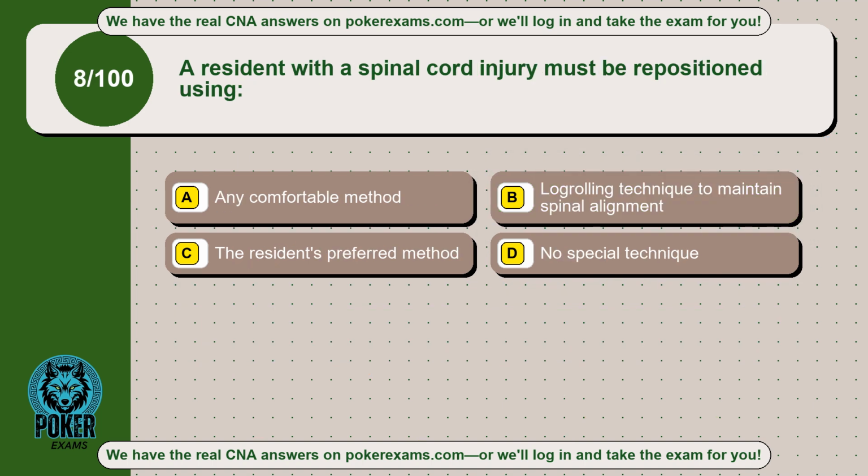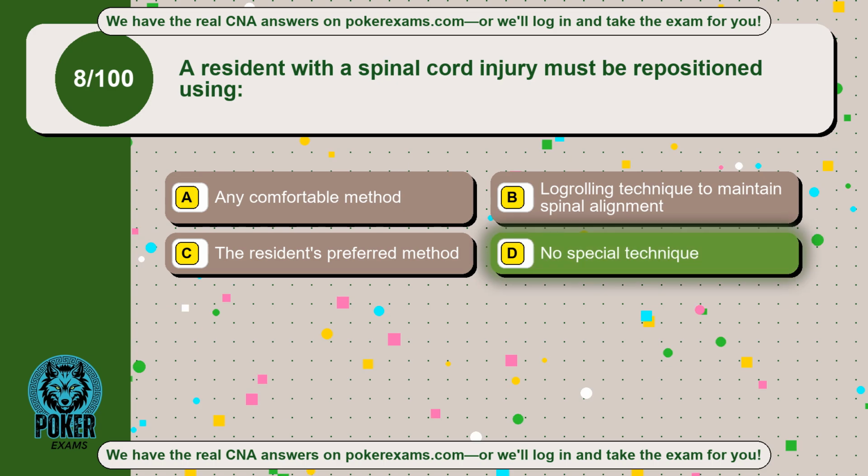Question 8. A resident with a spinal cord injury must be repositioned using: Option A, any comfortable method. Option B, log rolling technique to maintain spinal alignment. Option C, the resident's preferred method. Option D, no special technique. The correct answer is option D, no special technique.